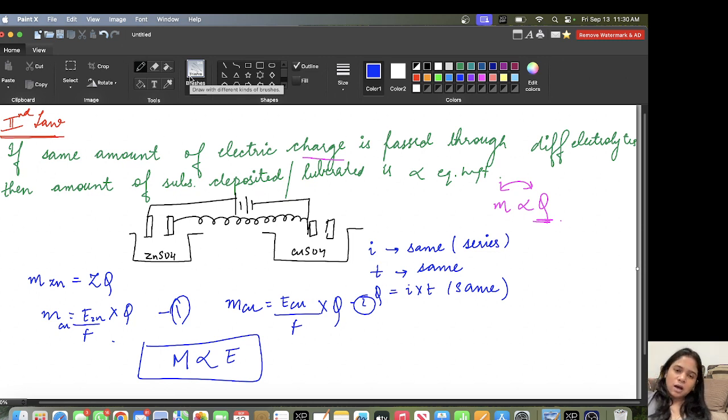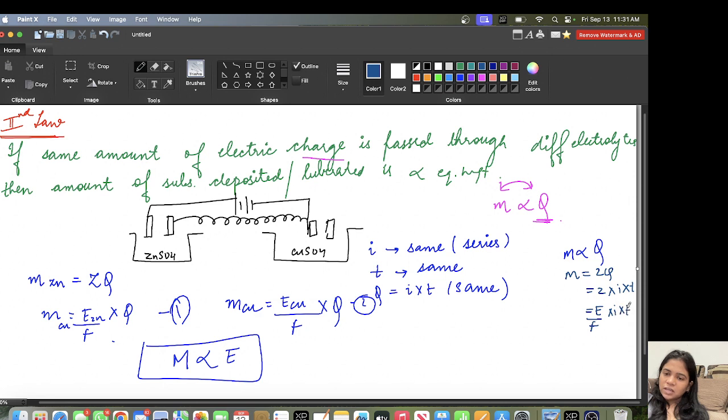The same kind of questions come in your course. So if you have enough practice of the first law, the second law will be easy for you. Practice the same questions. Okay, so that's it for Faraday's law. Just remember, the first law means the amount of mass deposited is directly proportional to your charge, that is, m is directly proportional to q. You arrived at many formulas here. M equals ZQ or ZIT, Z equals E by F into I into T. E equals molar mass upon X.